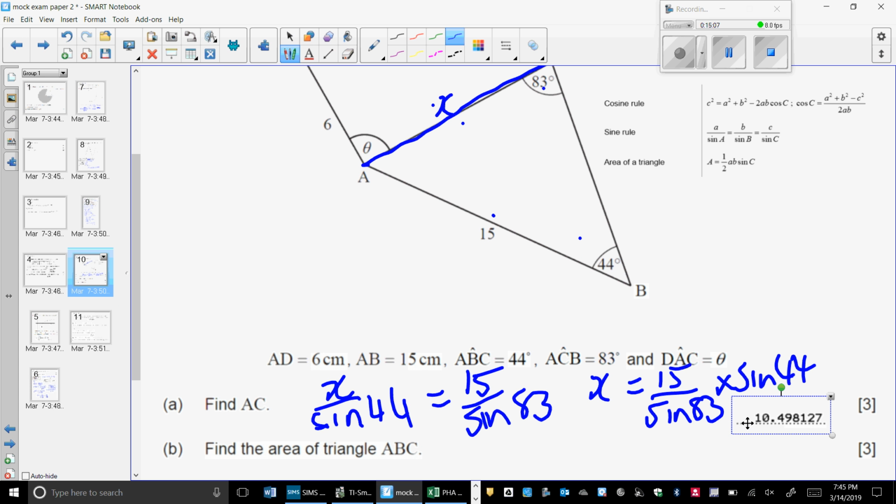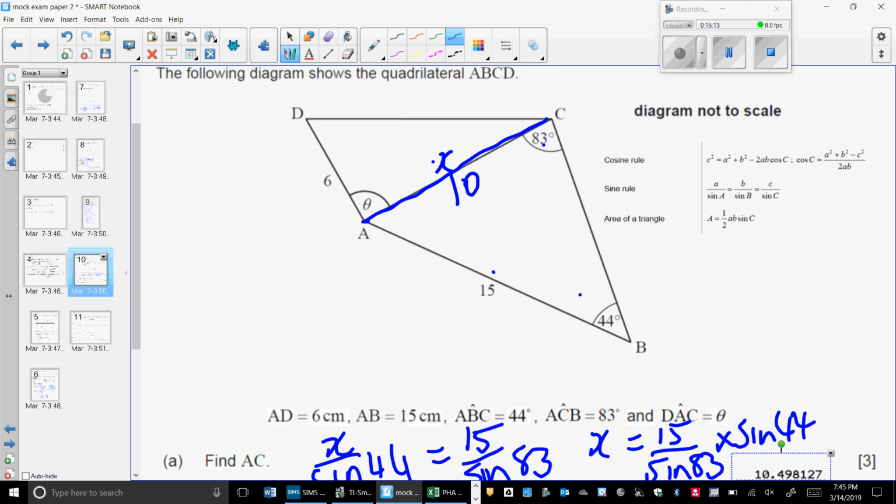So 3 sig fig, 1, 2, 3, 10.5. Find the area of ABC. Okay, so this is 10.5. ABC. So to find the area, it's a half AB sine C. Remember that A and B surround C, so you need to find an angle and the two lengths surrounding it.